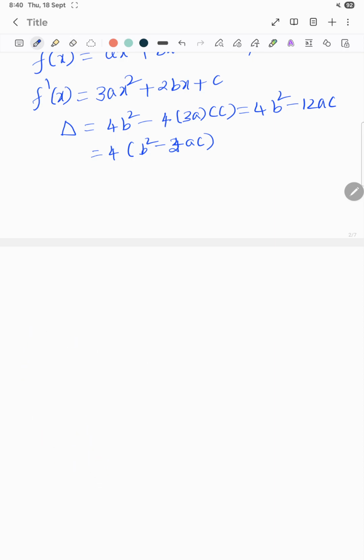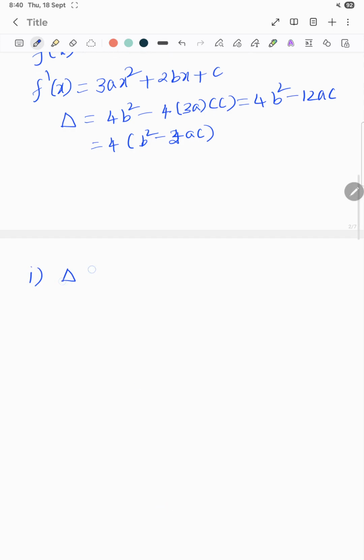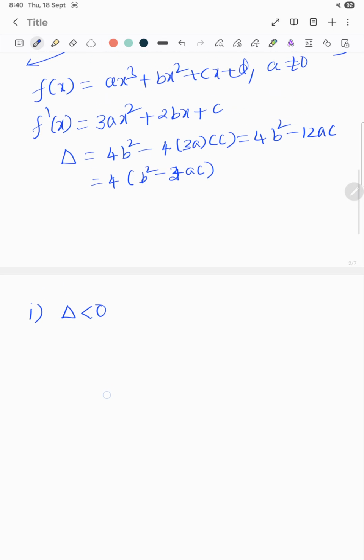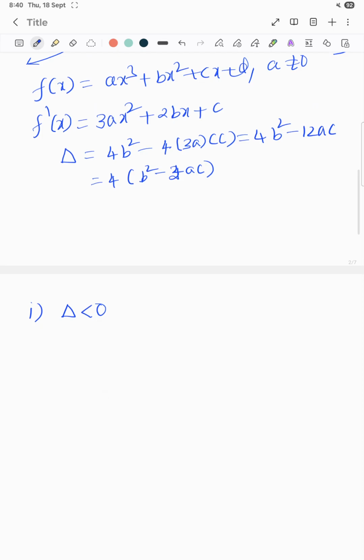So, first case: if delta is less than 0, what is the meaning of delta less than 0? For f dash of x, there are no real roots. So if delta is less than 0, it means f dash of x equal to 0 has no real roots.